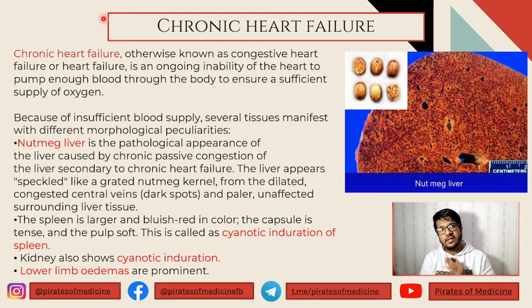period of time. Now, if this inability of the heart develops over a long period of time, this is called chronic heart failure. The chronic heart failure, because of its chronic phase, has certain characteristic morphological peculiarities in some of the organs. For example, in the liver, the characteristic appearance seen is nutmeg liver. Now, due to chronic passive congestion of the liver secondary to the chronic heart failure, the liver appears like a nutmeg kernel. As you can see, this is a nutmeg, and if you cut it, the cross section of the nutmeg looks just like this nutmeg liver appearance.